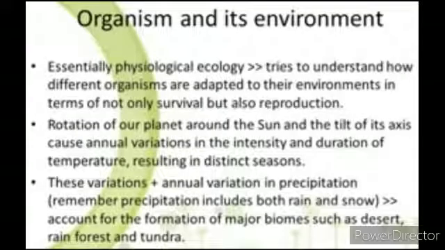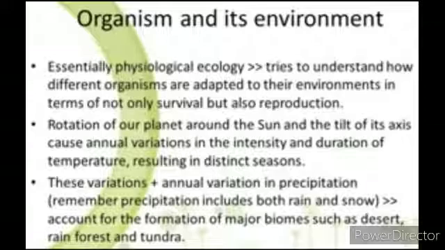Organism and its environment. Ecology at the organismic level is essentially physiological ecology, which tries to understand how different organisms are adapted to their environment in terms of not only survival but also reproduction. You may have learned in earlier classes how the rotation of our planet around the sun and the tilt of its axis cause annual variations in the intensity and duration of temperature, resulting in distinct seasons.